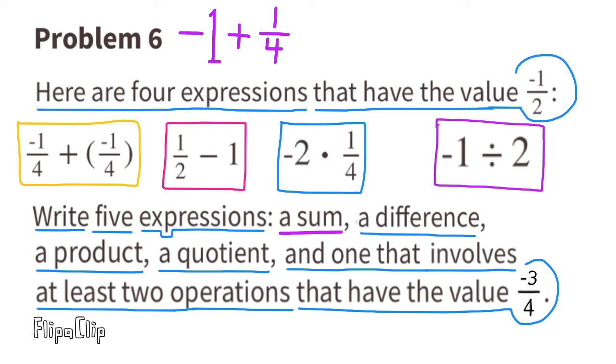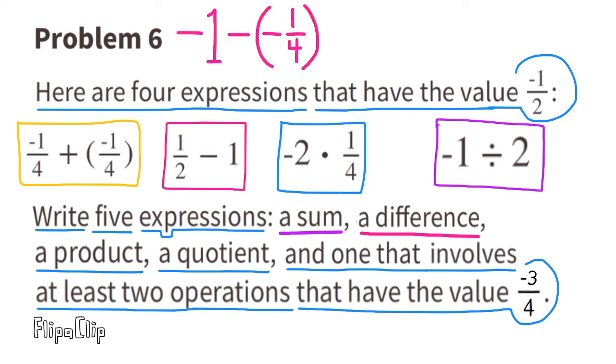For the difference, we'll use a minus sign in the expression, -1 minus -1/4. That's similar to our first example with the plus sign because the opposite of a negative is a positive. -1 minus -1/4 is the same as -1 plus 1/4.